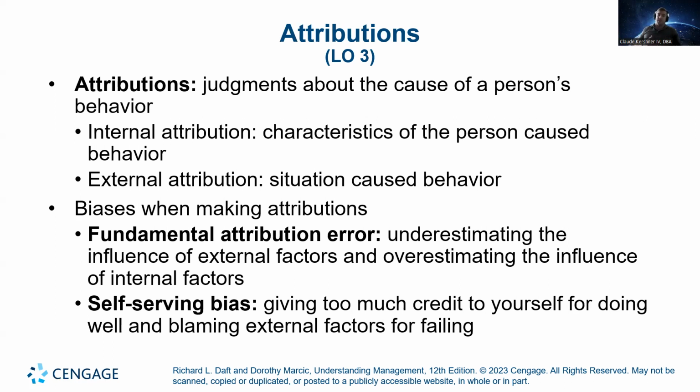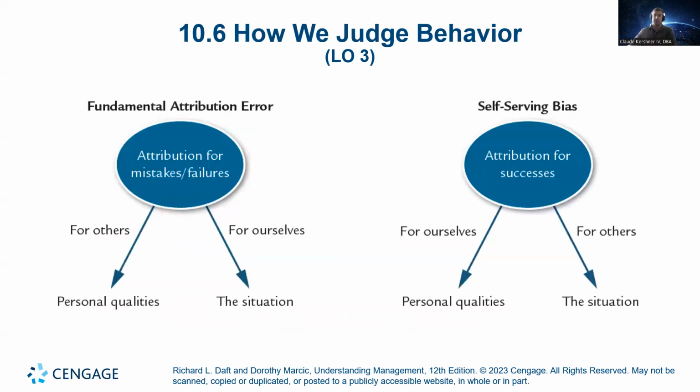And the self-serving bias ties into that, giving too much credit to ourselves for doing well and blaming external factors for failing. So there's a self-serving bias and there's a fundamental attribution error when we look at other people's behaviors. And we talked about the internal attribution of who I am versus the external attribution of the situation that caused the behavior. So, fundamental attribution error, attribution for mistakes and failures.